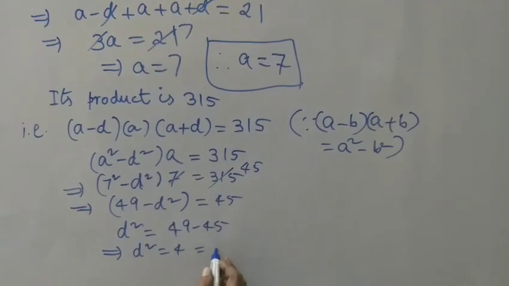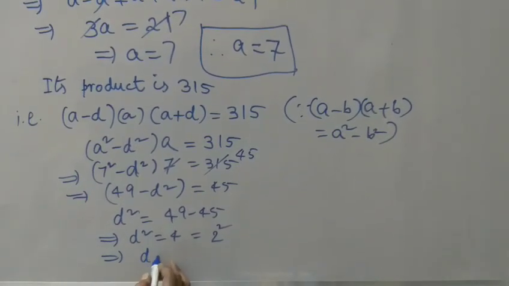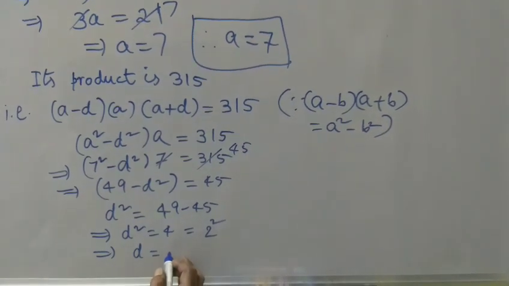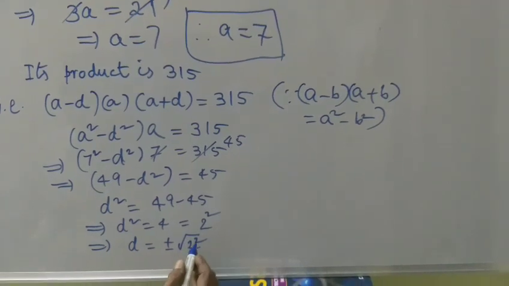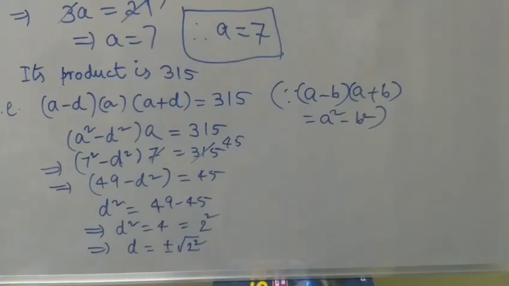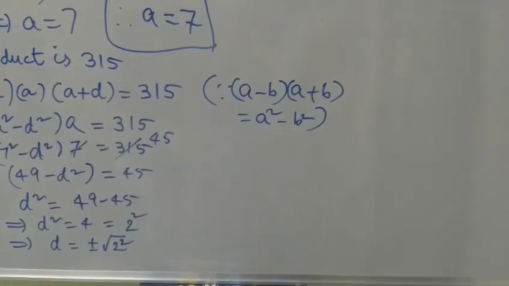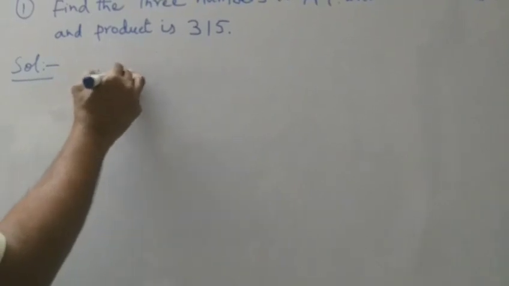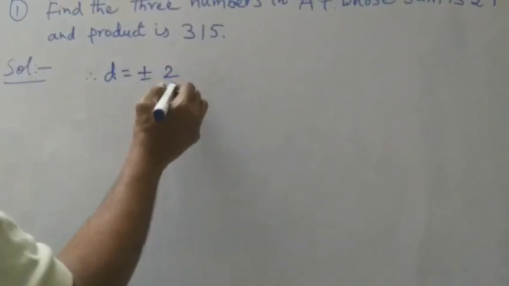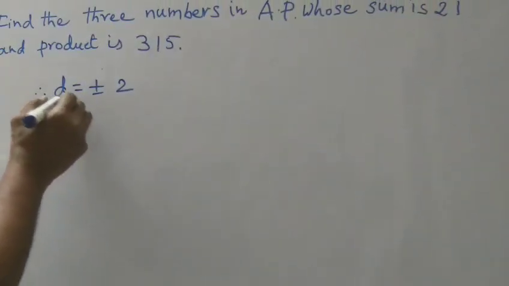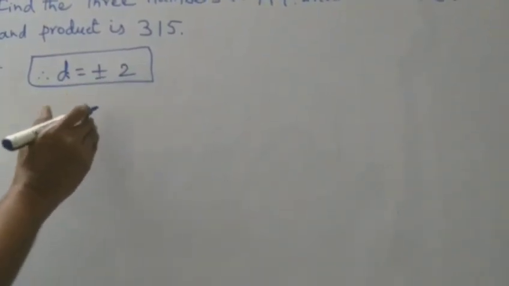4 can be written as 2 square. So d is equal to plus or minus square root of 2 square. Therefore d is equal to plus or minus 2. The common difference is d is equal to plus or minus 2.